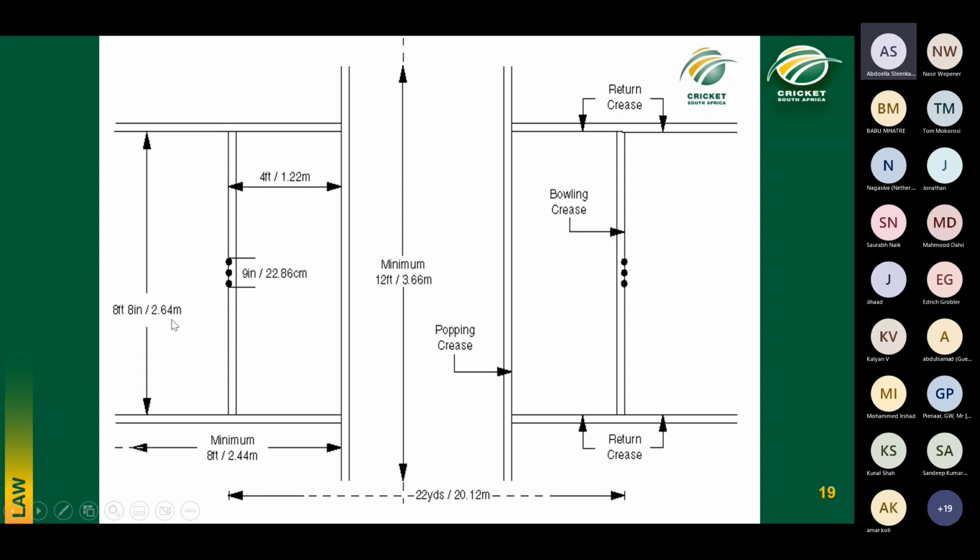And the bowling crease measurement is 2.64 meters, from the inside edge of the return crease to the inside edge of the return crease on the other side.